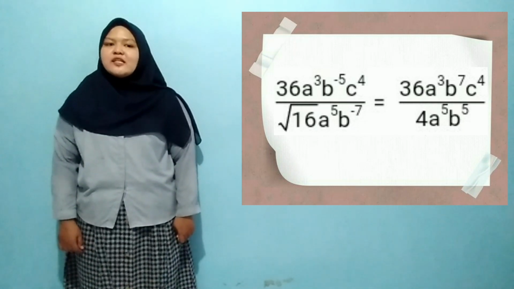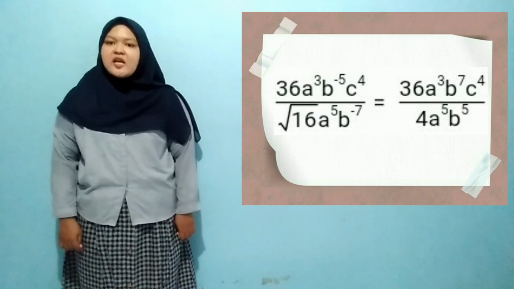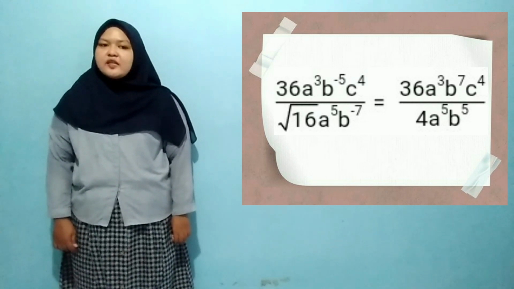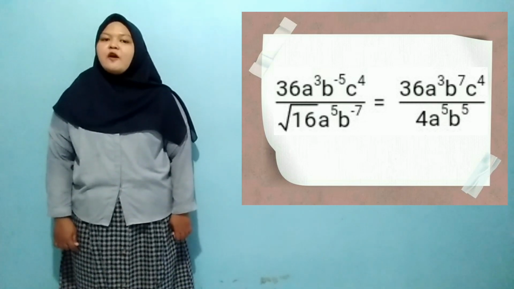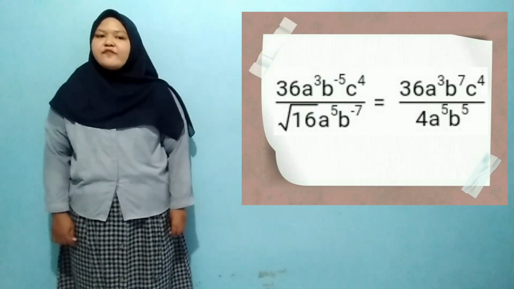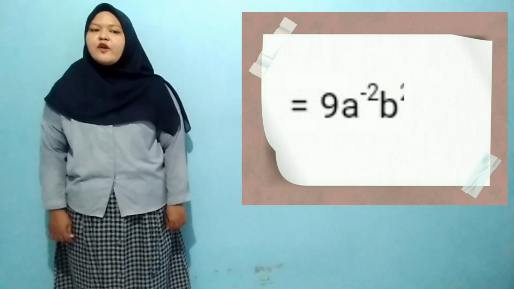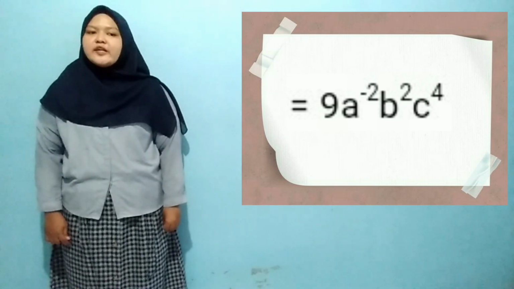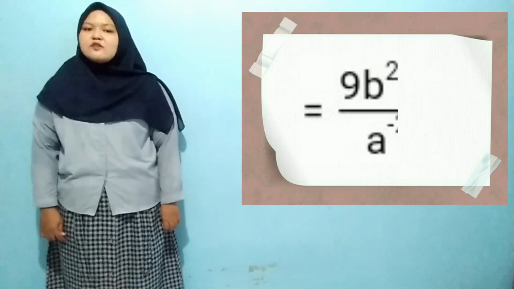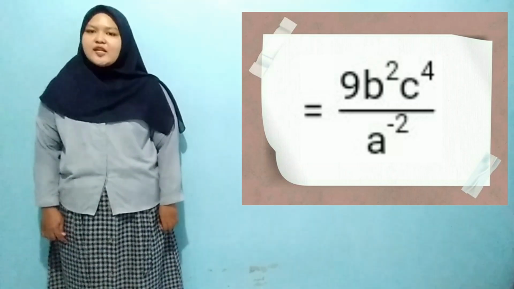divided by root 16 times a to the power of 5 times b to the power of minus 7 equals 36 times cube of a times b to the power of 7 times c to the power of 4 divided by 4 times a to the power of 5 times b to the power of 5 equals 9 times a to the power of minus 2 times b squared times c to the power of 4 equals 9 times b squared times c to the power of 4 divided by a to the power of minus 2.